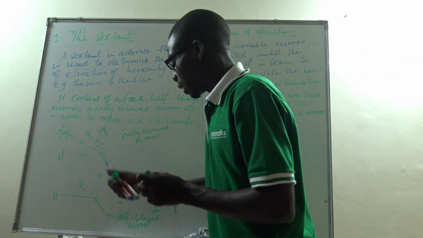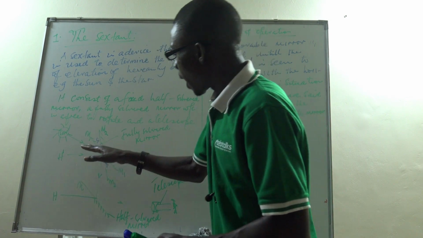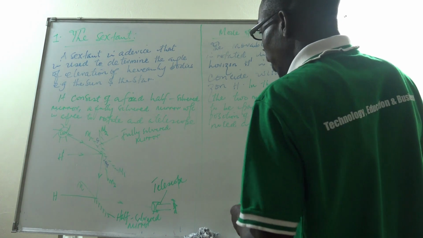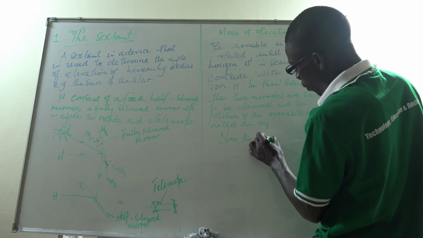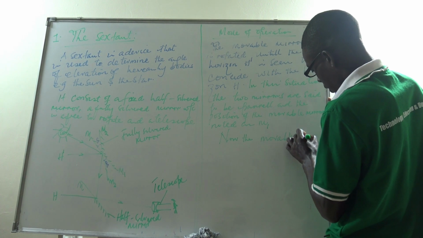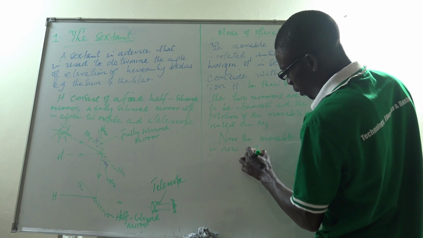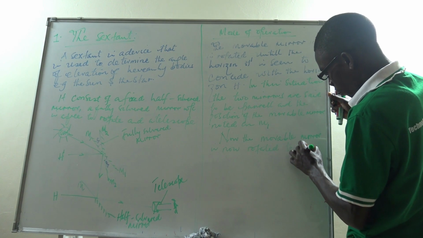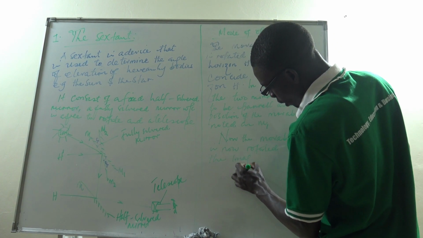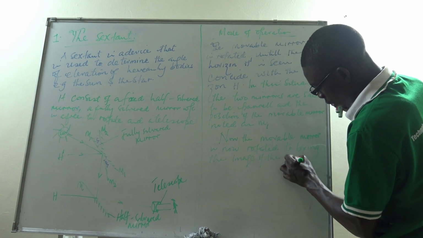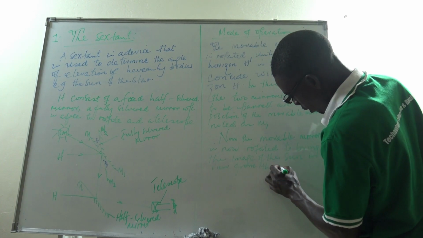The position here is marked in a scenario where this horizon and this horizon are in the same position. We mark the position of that mirror M1. And then what do we do next after marking that? You say now, the movable mirror is now rotated to bring the image of the sun in view from the telescope.